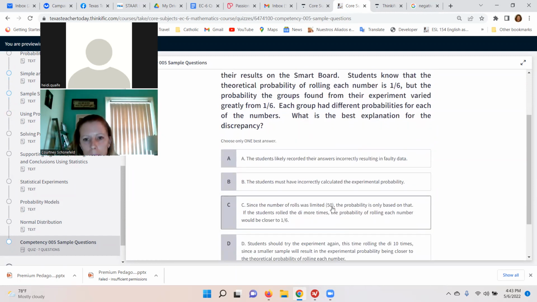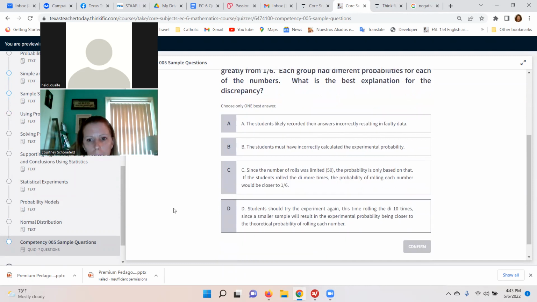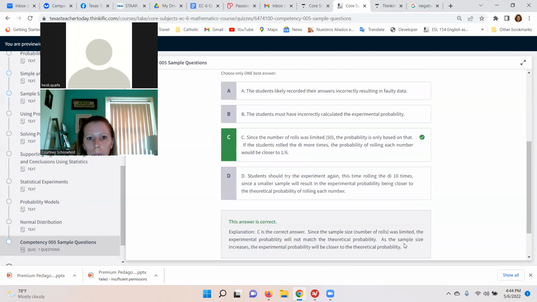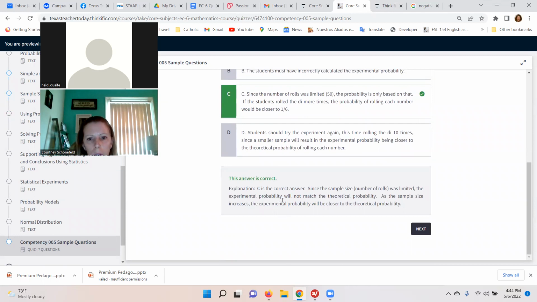C, since the number of rolls was limited, 50, the probability is only based on that. If the students rolled the die more times, the probability of rolling each number would be closer to 1/6. This one sounds good. This is what I was talking about. Increasing the number of times you do it will get the experimental probability closer to the theoretical. So it's probably this one, but we always look at this one. Students should try the experiment again, this time rolling the die 10 times, since a smaller sample will result in the experimental probability being closer to the theoretical probability of rolling each number. No. Remember, we want to do it more times for the experimental probability to approach theoretical. So if you get it right, it tells you why it's right.